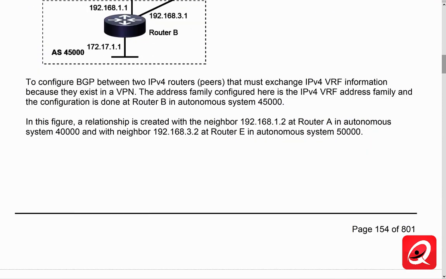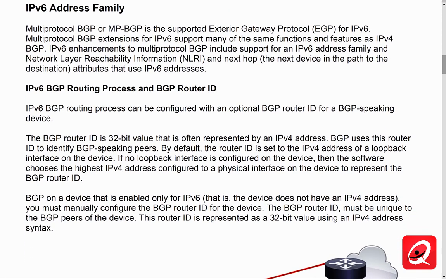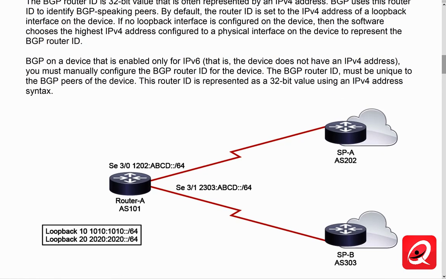The only difference being that we're implementing it under address family configuration mode as opposed to in the global routing process. So just like we have the ability to configure an IPv4 address family, we have the ability to configure an IPv6 address family as well. If I want to configure BGP between two IPv4 peers that need to exchange V4 information, I would use that V4 address family. But the nice thing about multi-protocol BGP is it does support IPv6. We have extensions that are built into BGP that allow us to run BGP for IPv6, including the BGP IPv6 address family mode configuration to exchange network layer reachability information and next hop attribute information for destinations using those IPv6 addresses.